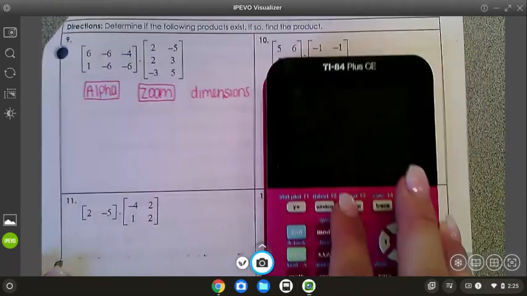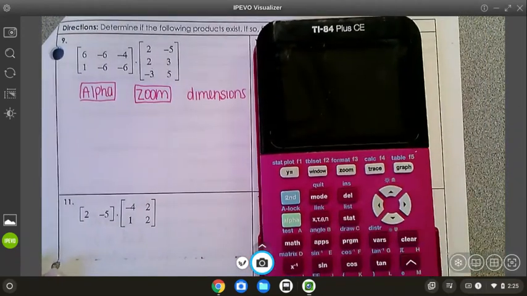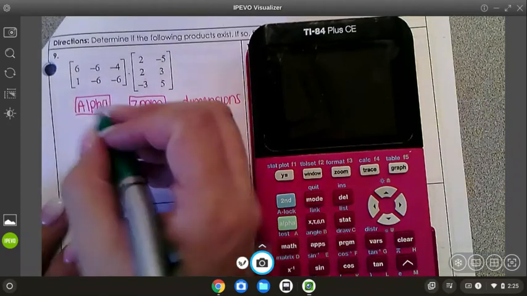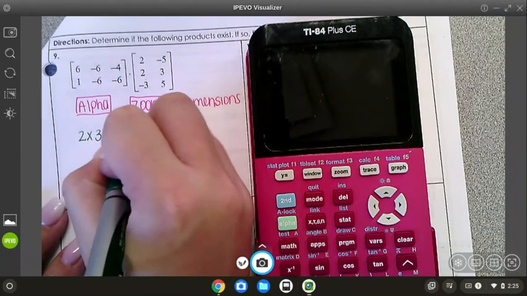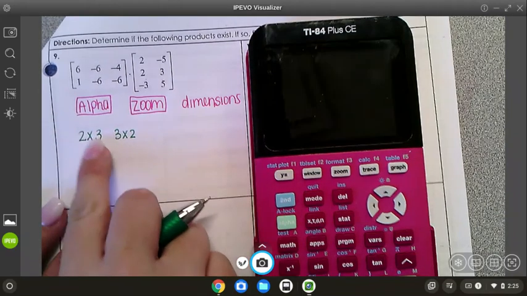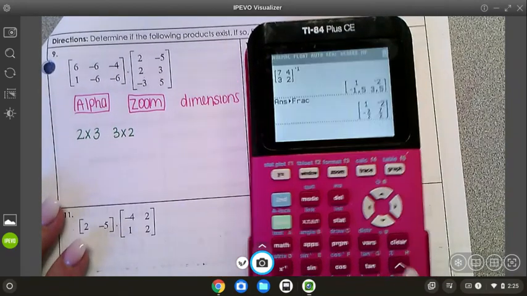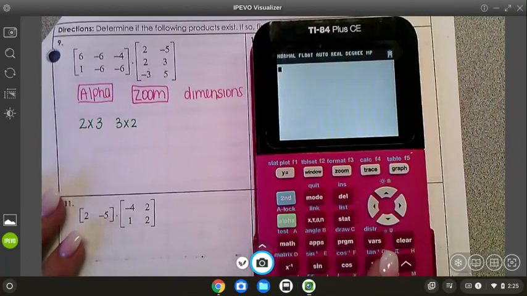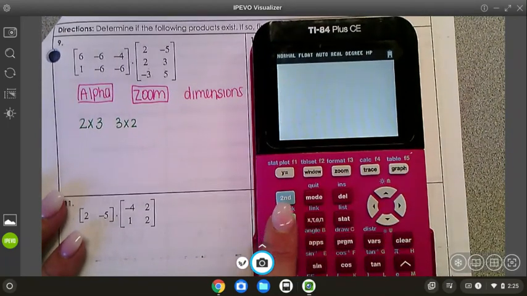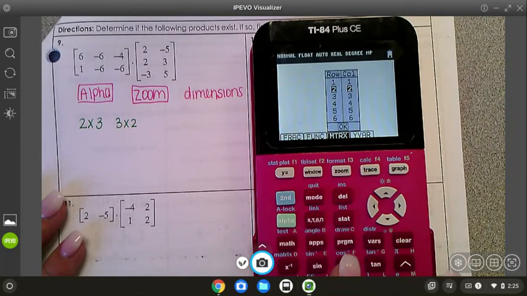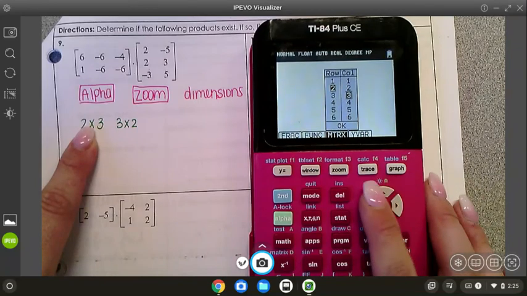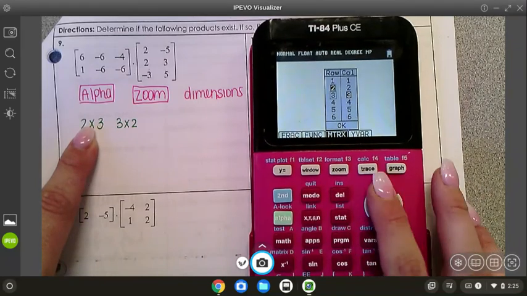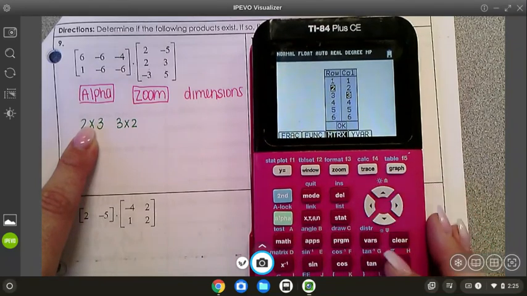So number 9, you always want to check to see if it's even possible. So number 9, we have a 2 by 3 and a 3 by 2. So it's possible because those middle numbers match. So if we go to alpha, zoom, I'm going to first choose a 2 by 3. So you have to move the little box and click enter to change the number, and then you have to go back down to OK.